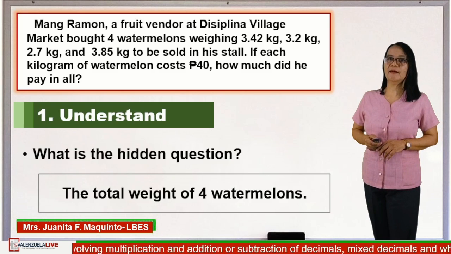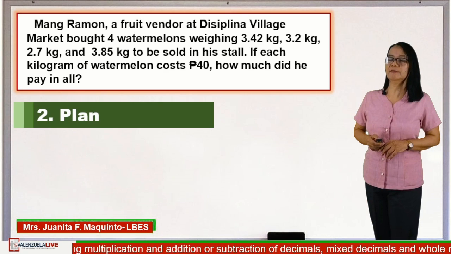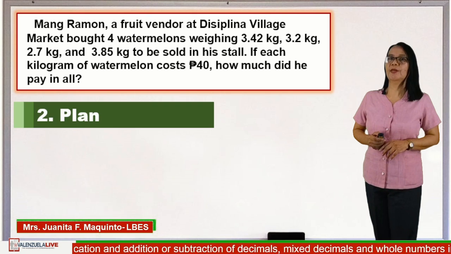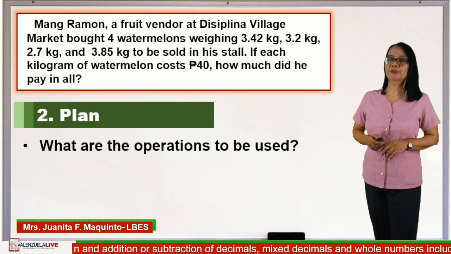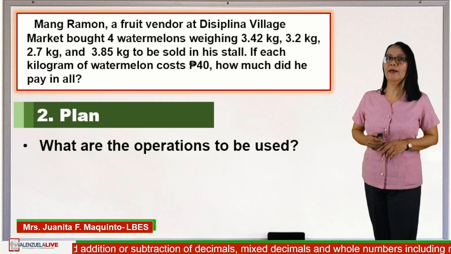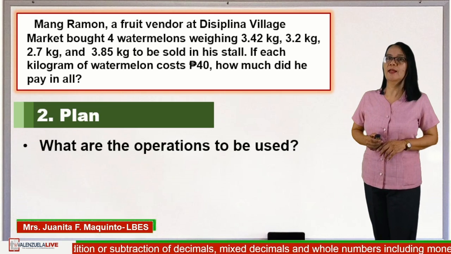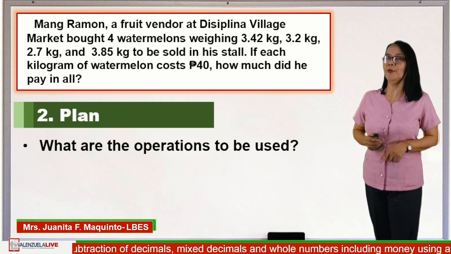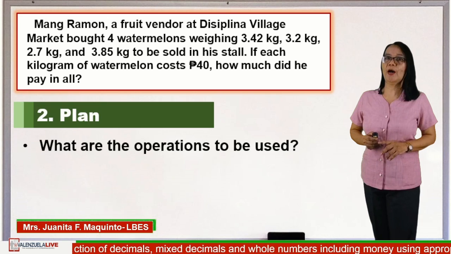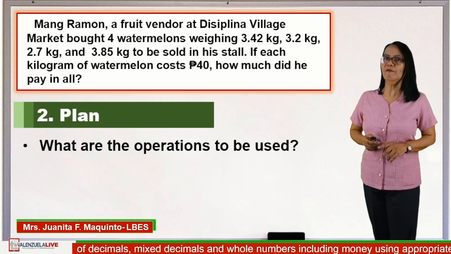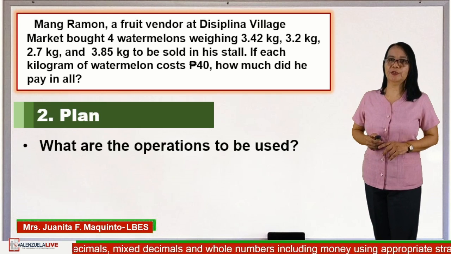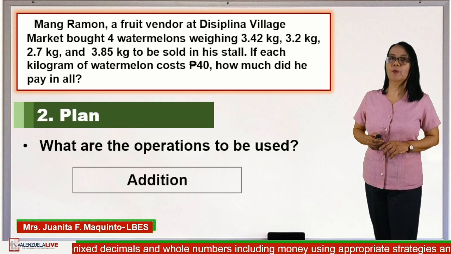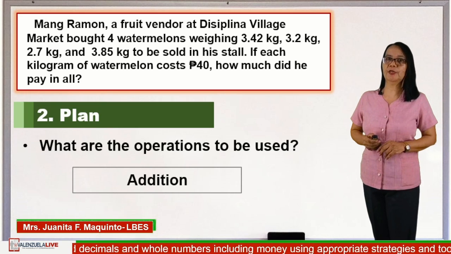Let's have the second step, which is devise a plan. Determine the operations to be used. There are some word clues that lead us to identify the appropriate operations, like in this problem. In order to find the weight of 4 watermelons, we need to add the given numbers. Therefore, we will use addition. The words each and in all are word clues for multiplication.